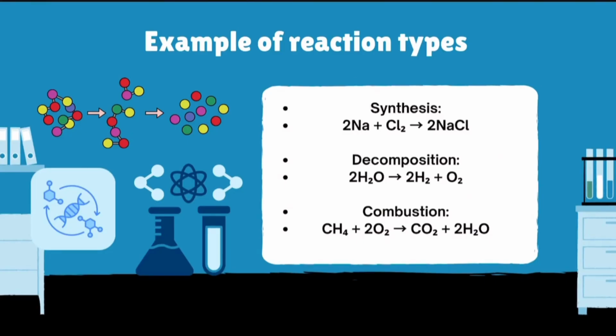Examples of reaction types. These equations show clear examples of reaction types. For instance, sodium and chlorine combine in a synthesis reaction. Water decomposes into hydrogen and oxygen. Methane undergoes combustion, producing carbon dioxide and water. The balanced equations provide evidence that mass is conserved in each reaction.